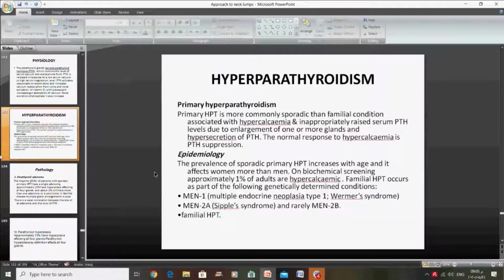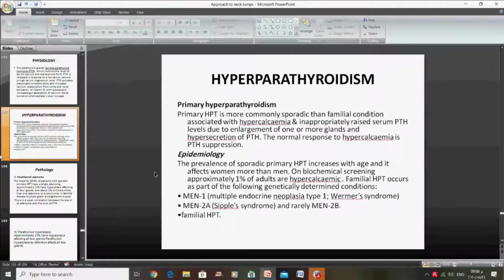The first disease we take is hyperparathyroidism. Hyperparathyroidism can be primary, secondary, or tertiary. Primary hyperparathyroidism is more commonly sporadic than familial. There should be hypercalcemia and inappropriately raised serum parathyroid hormone level due to enlargement of one or more glands and hypersecretion of parathyroid hormone. The normal response to hypercalcemia is suppression of parathyroid hormone secretion. Here in hyperparathyroidism we find calcium increased and parathyroid hormone increased.